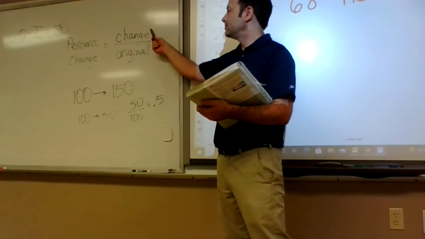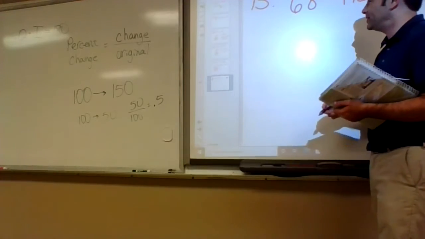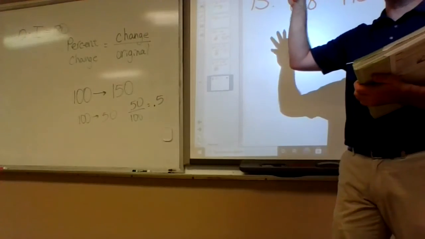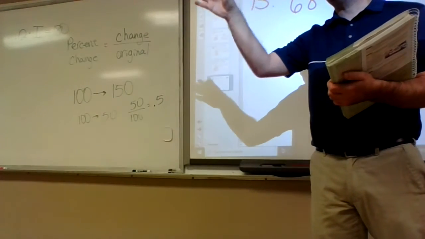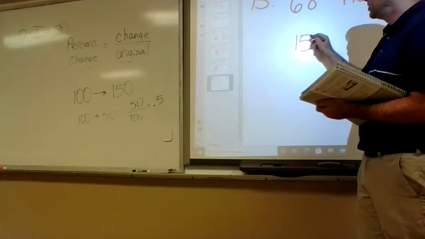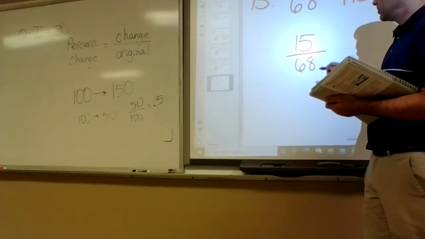Change over original. Back to the formula: change divided by original. What's the change on 15? They just told us this time. Remember on 1 and 3, we had to find the change ourselves, but this one they're just telling us. The change is 15. What's the original? 68.